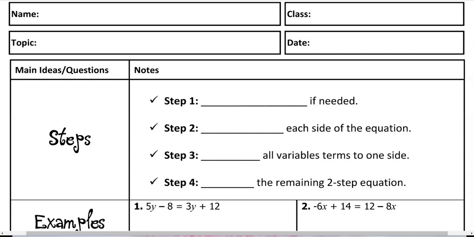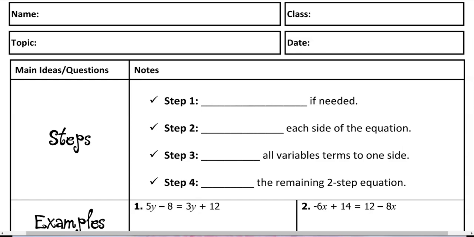Okay, so we are going to do multi-step equations. We've been doing this all year long. We're just going to focus a little bit more on it, maybe make it a little bit more exciting. Always got to make it more exciting. There are four steps that we typically go through every time.